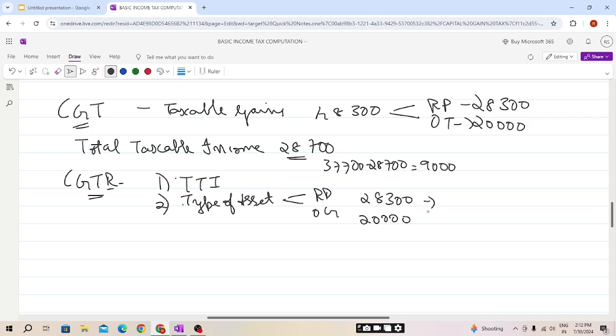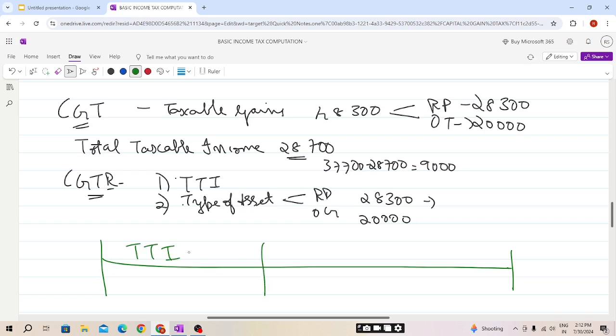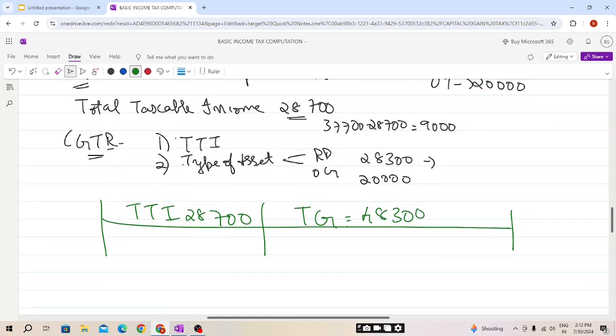Now the rate applicable, students: our basic rate band is 37,700 and our taxable gain. Let's draw a diagram, students. Our total taxable income is 28,700. Now here the taxable gain will fall. This is 48,300, but our band is 37,700, so 9,000 is in the basic rate band. Above that, it will be charged at the higher rate.